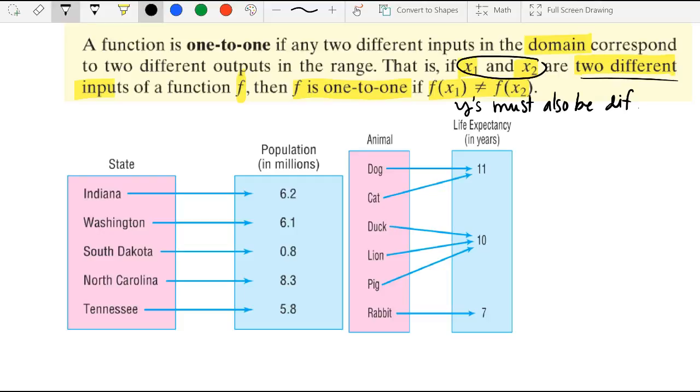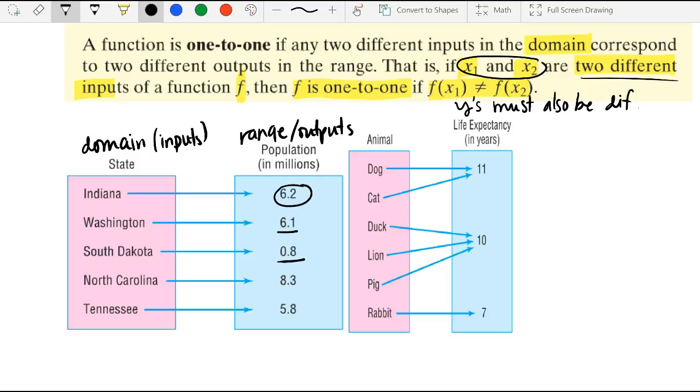This example over here tells me that this is your domain, okay? Domain means your inputs. This over here is your range, which is your outputs, okay? So, inputs and outputs. Indiana has an output of 6.2 million people. Washington has 6.1, South Dakota has 0.08, North Carolina has 8.3, and Tennessee has 5.8, okay?